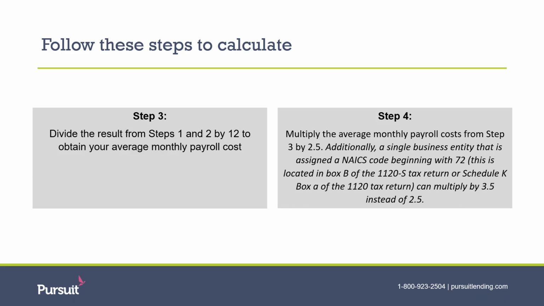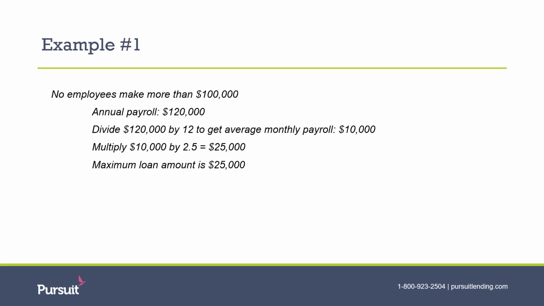Then, in order to get our loan amount, we will multiply that by 2.5 times, generally for most industries. If you are assigned a NAICS code beginning with 72, which is accommodation and food service, so that would include industries such as restaurants and hotels, the second draw program allows you to calculate your loan amount by 3.5 times instead of 2.5. So that will garner a larger loan amount. From there, we have our average monthly payroll and then our maximum loan amount that you'll be able to apply for the Paycheck Protection Program.